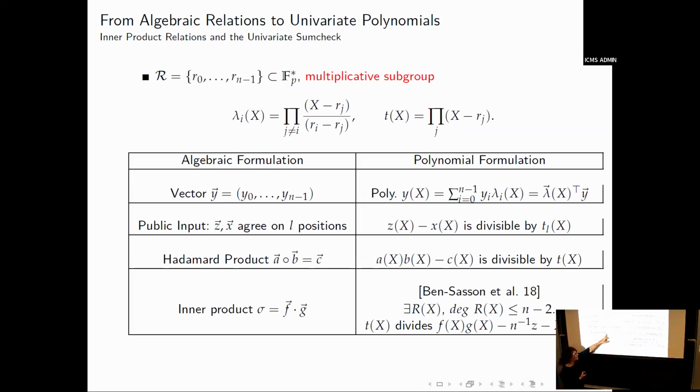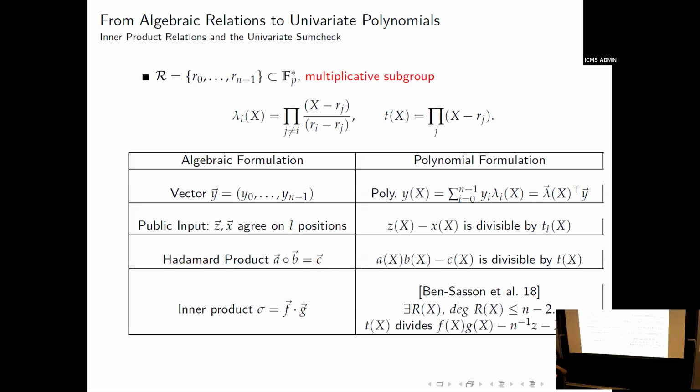For instance, this is maybe the most famous relation because it was used from the beginning. Let's say we want to prove that you have three vectors and they are in this Hadamard relation. How does this translate into polynomials? Well, you just have to show that A times B minus C is divisible by T of X, where T of X is the vanishing polynomial at these points.